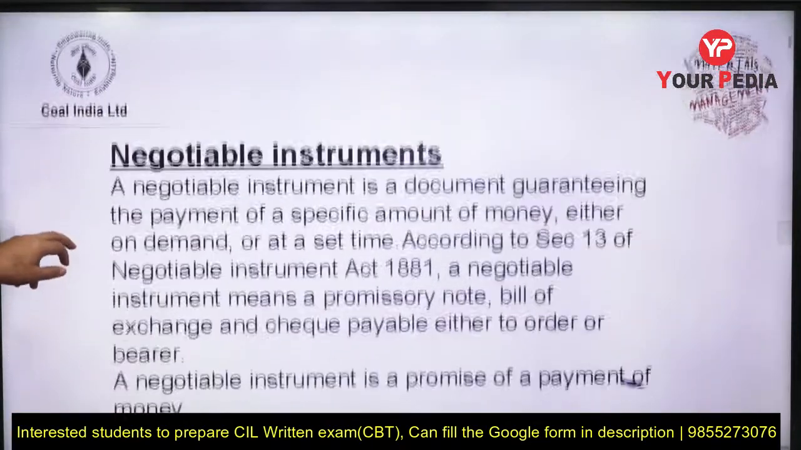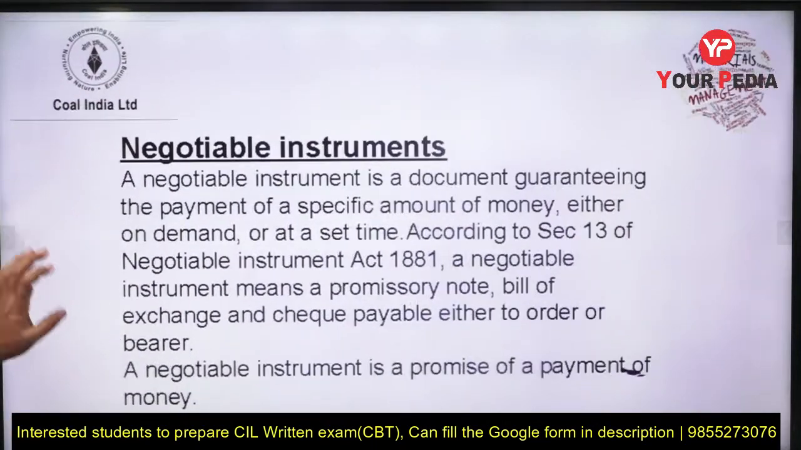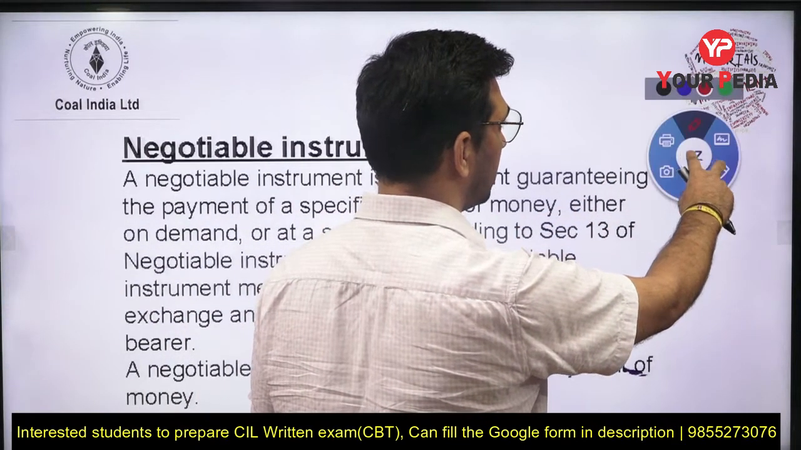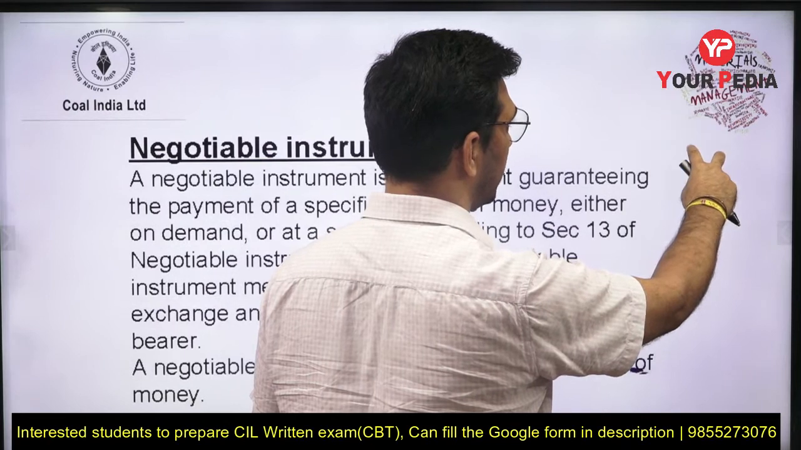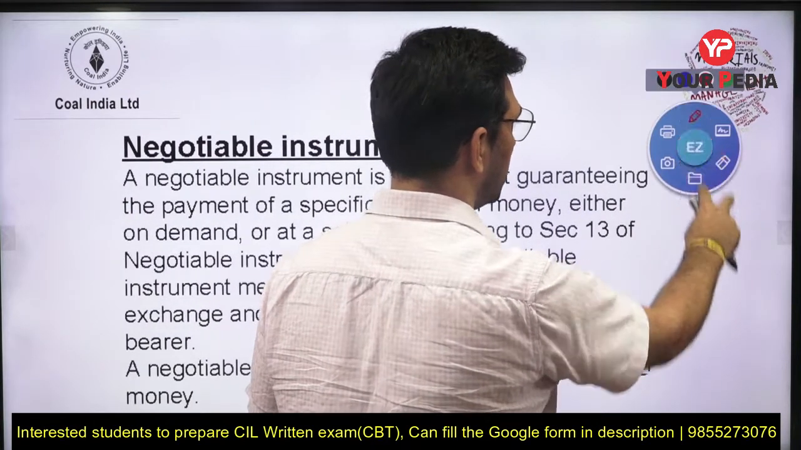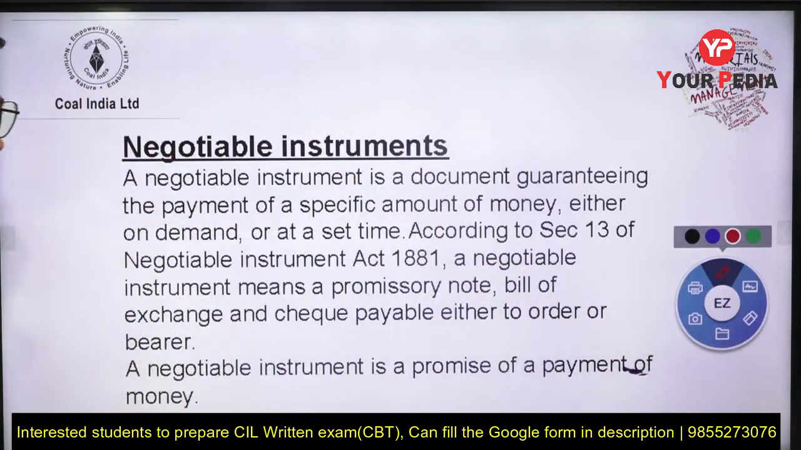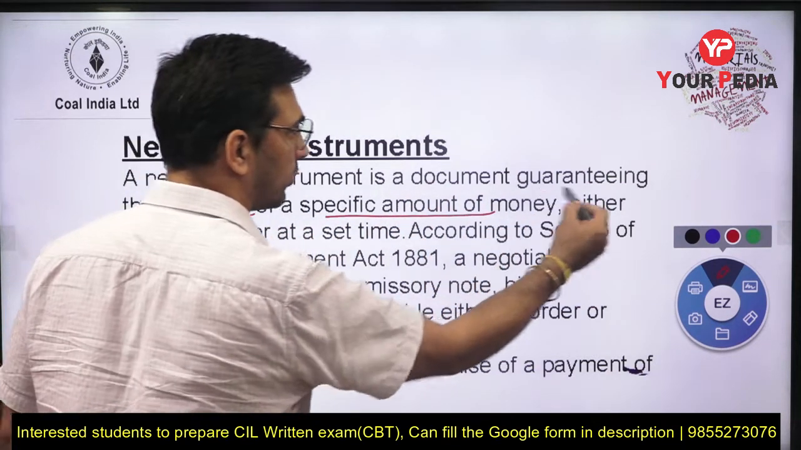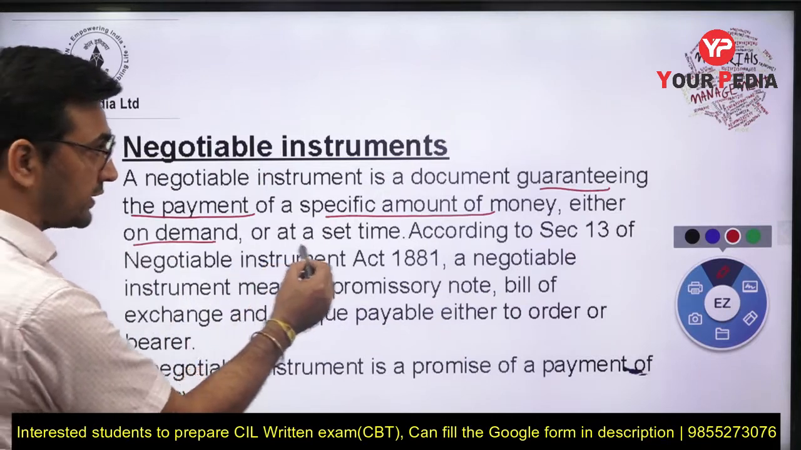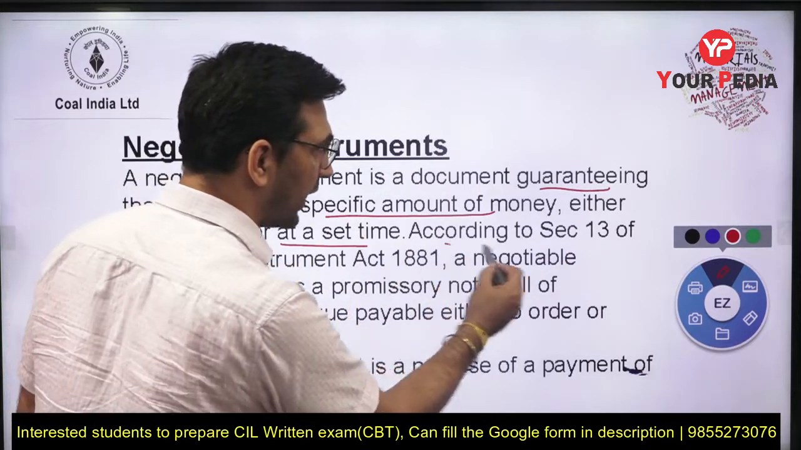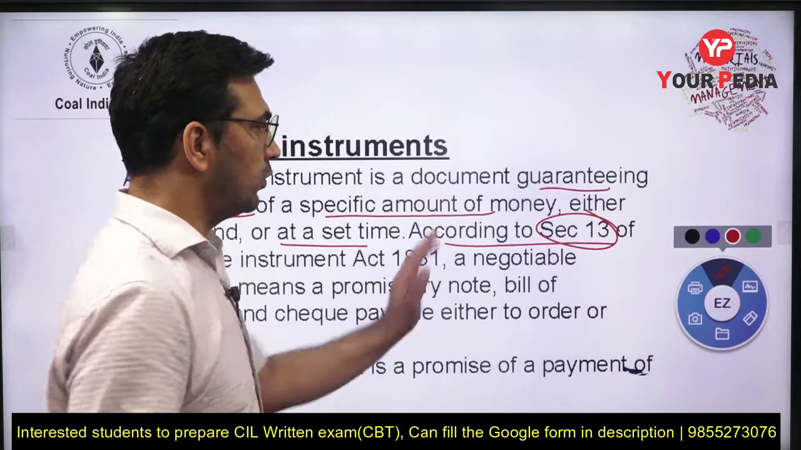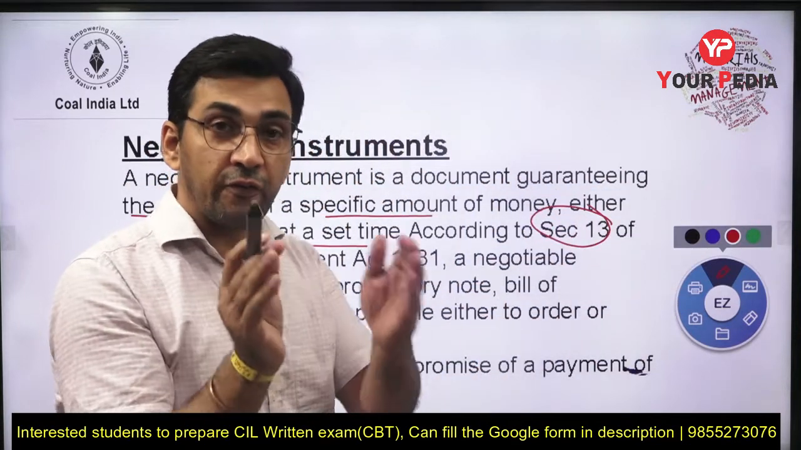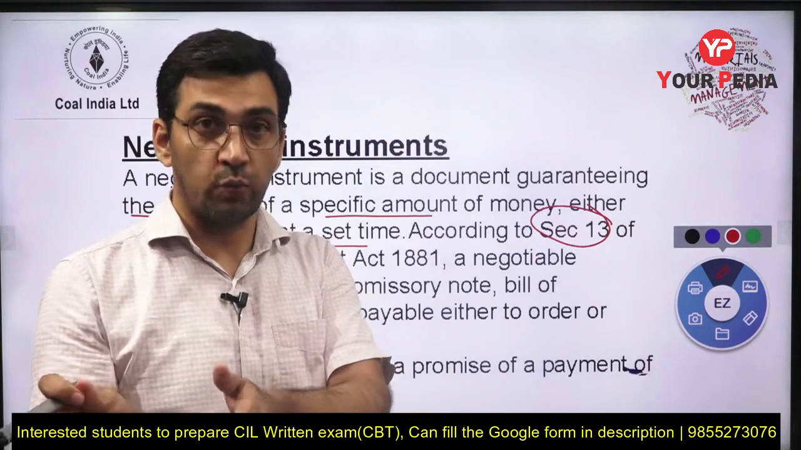Now how does the Negotiable Instruments Act 1881 talk about these negotiable instruments, right? Just have a look. Again the same statement. A negotiable instrument is a document guaranteeing the payment of a specified amount of money either on demand or at a set time. Same thing we discussed, according to section 13. Remember this section 13, where it has been clearly mentioned what the different kinds of negotiable instruments are, right?